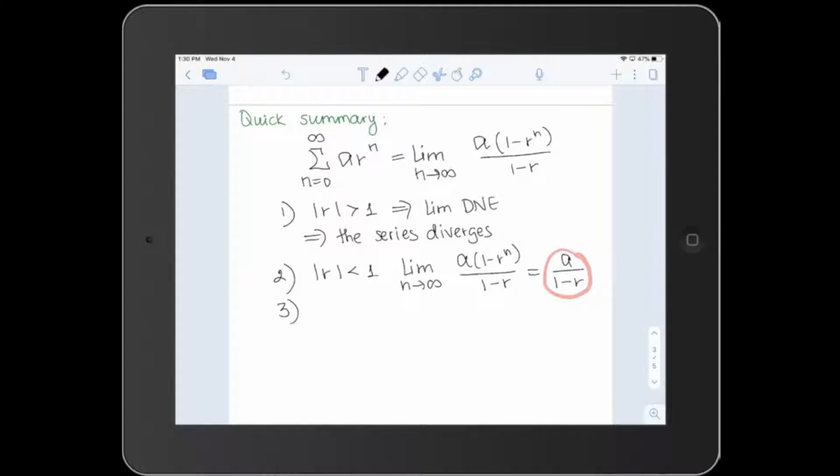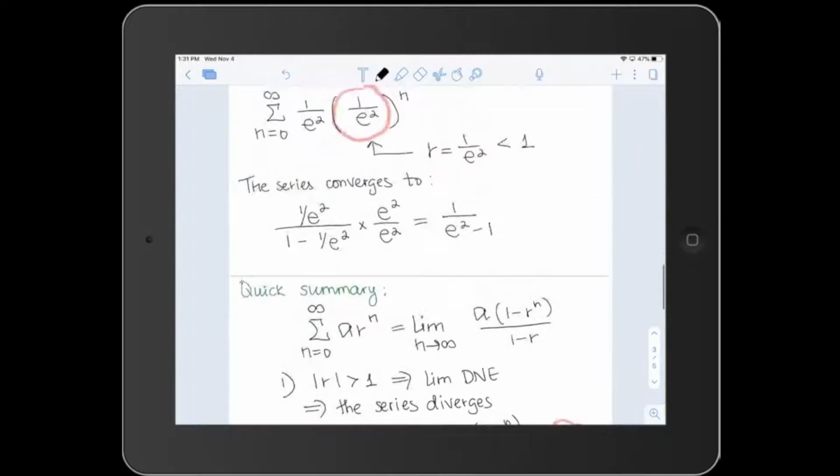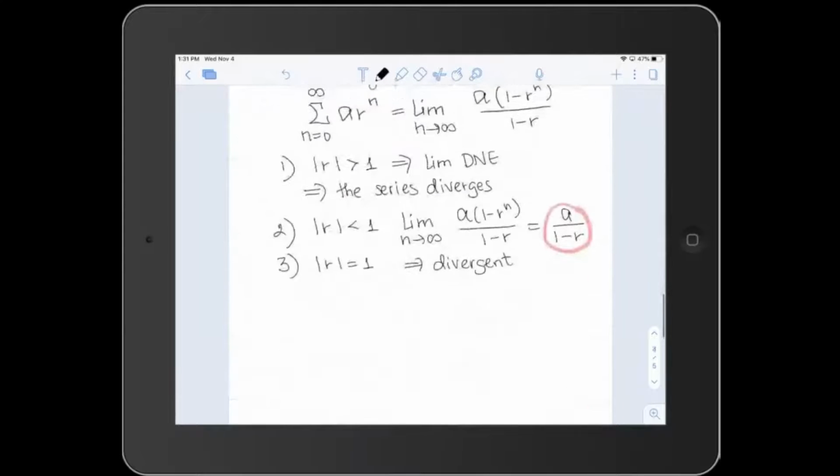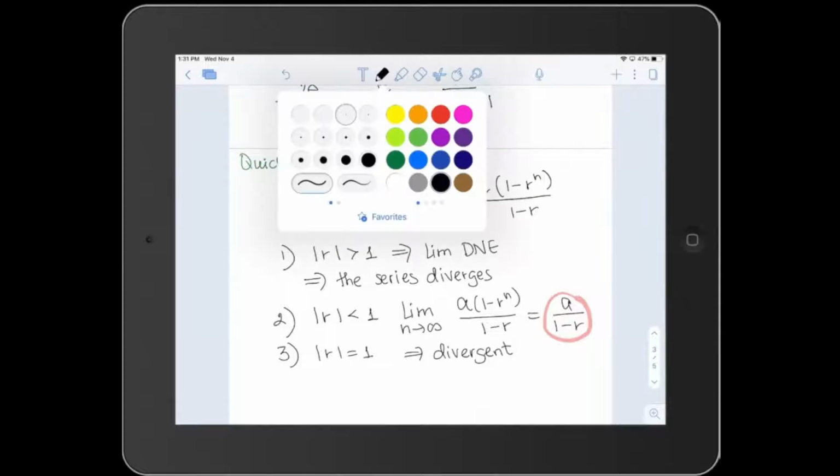Okay, and then if r is either 1 or negative 1, so in absolute value it's 1, then it's a divergent series. Which means the infinite summation is also at infinity, right? We can keep adding small numbers, but we're going to get an infinitely big number. Okay, so that is your geometric series. Summary of geometric series.